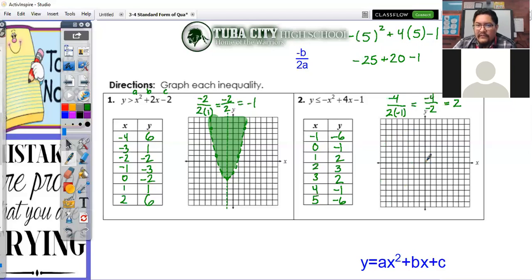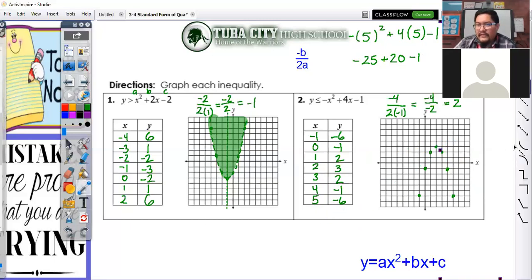And let's go ahead and graph using plot points. Plot these points out. -1, -6. So that'd be right here. 0, -1. Over 1 up 2. 2, 3. So over 2 up 3. 3, 2. Over 3 up 2. And then 4, -1. And 5, -6. And again, that looks like a very good parabola shape.